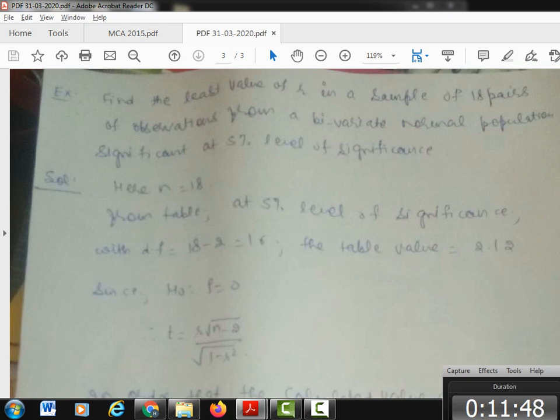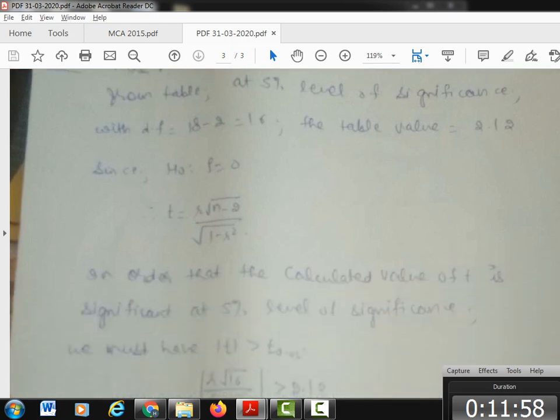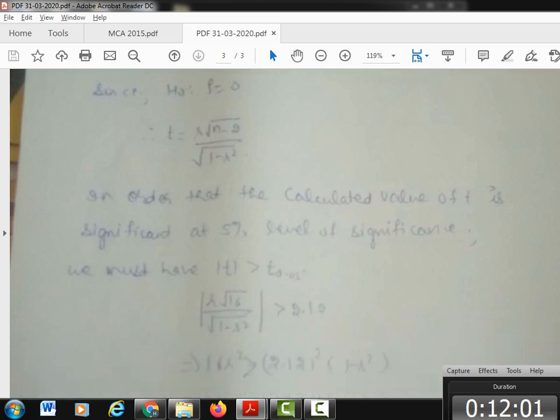Then I'll calculate the calculated value of the t statistic, accordingly with the values which we have been given in the question. So here the null hypothesis is rho equal to 0, that is, the population correlation coefficient is equal to 0, as we have discussed initially in the starting of this lecture, that we always take the null hypothesis as rho equal to 0. Now I will calculate the t statistic. The t statistic is given by r times the square root of n minus 2, over the square root of 1 minus r square.